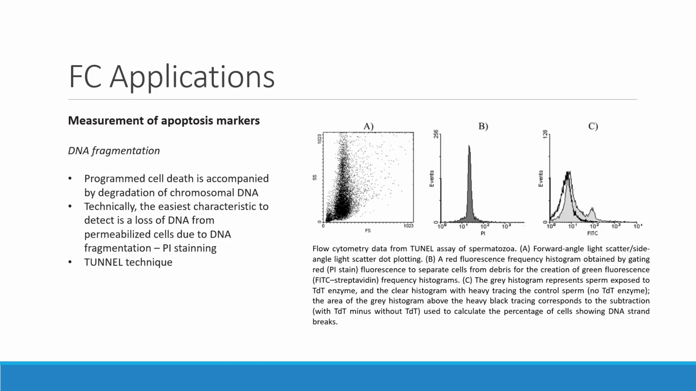Programmed cell death is accompanied by degradation of chromosomal DNA. Technically, the easiest characteristic to detect is a loss of DNA from permeabilized cells due to DNA fragmentation. DNA can be stained with propidium iodide and detected by flow cytometry.